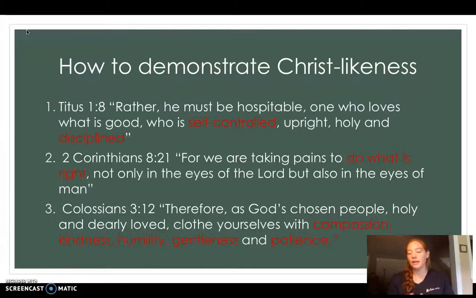Humility. Maybe this comes easy to somebody, but it doesn't come easy to another. Keeping that humble spirit. Gentle and patient. Always as we're teaching, always as we're directing people, being gentle and patient is going to be highlights for what we need to do. So that's how we can demonstrate Christlikeness. There are a million more ways that we can do it, but these are just a couple.